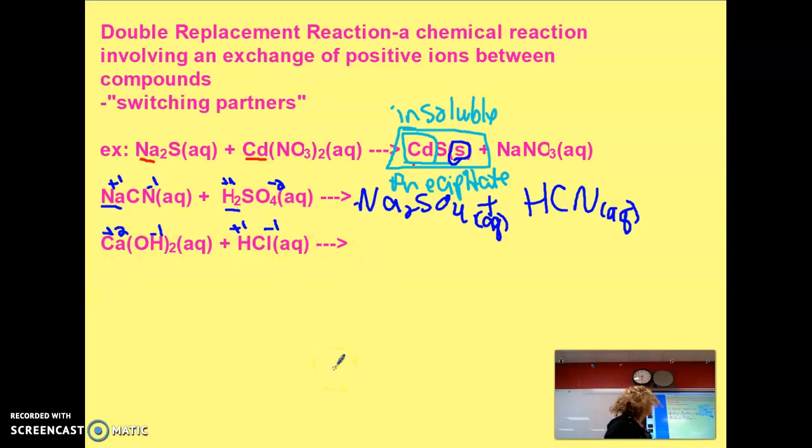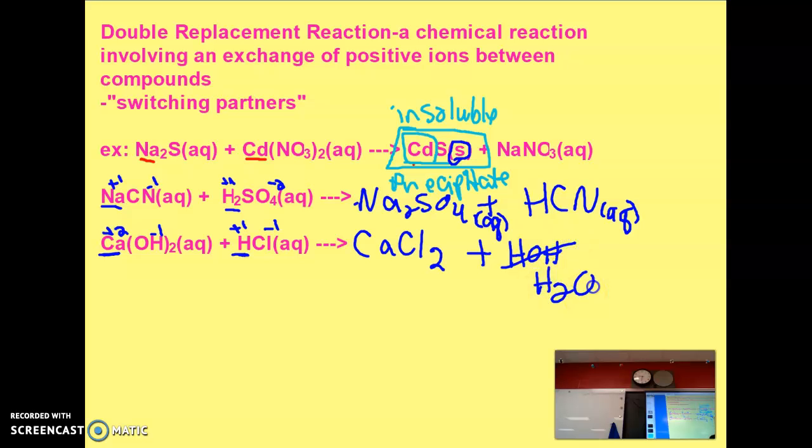So let's see what our products would be. My calcium is going to switch places with the hydrogen, CaCl. I'll need 2 of those. And then HOH, which really becomes H2O. I already know that water is a liquid, so I really only have to look up my chloride ion, which is about the 4th or 5th row down.